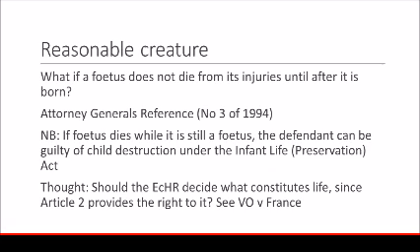So, in Attorney General's Reference Number 3 of 1994, the defendant stabbed his pregnant girlfriend, and the baby was born alive but died sometime later as a result of the injuries caused by the attack, by the stabbing. And it was held that no, he could not be guilty of murder, but he could be guilty of manslaughter.